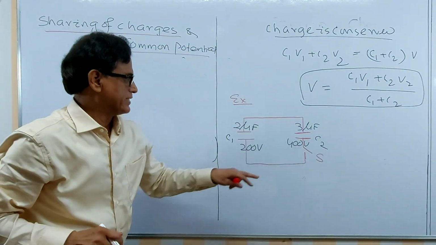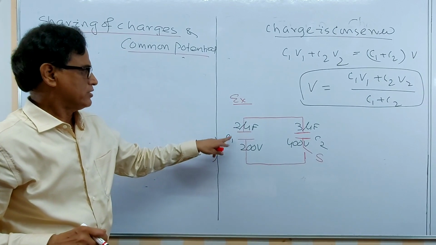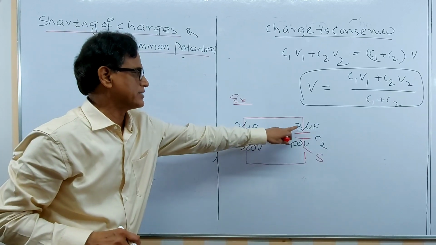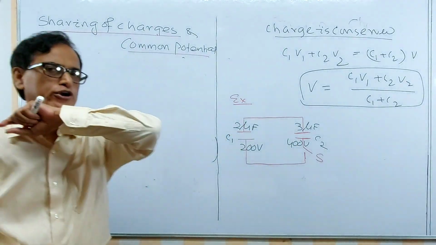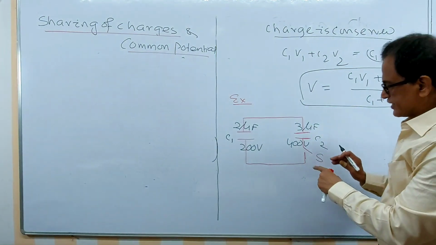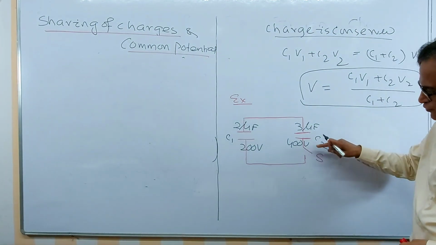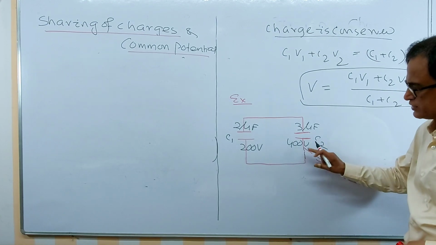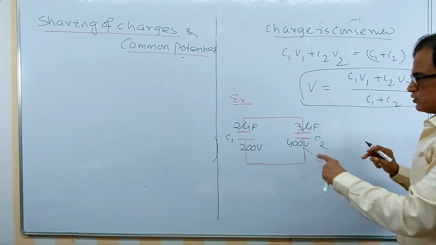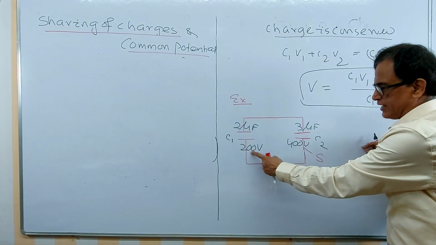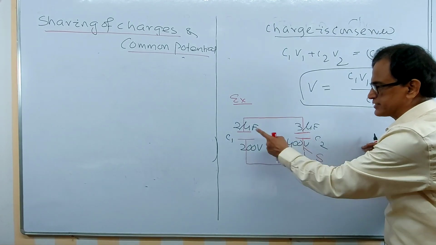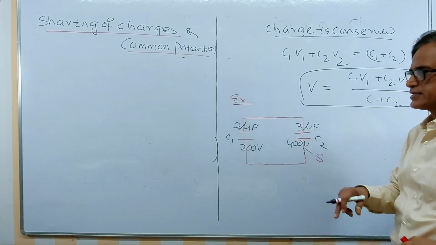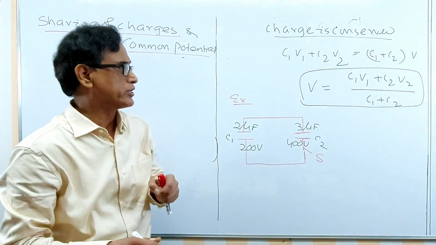Now there are two capacitors, C1 of 2 microfarad at a potential of 200 volt, another capacitor of 3 microfarad at a potential of 400 volt. Say they are not connected till now. Now if you press the switch, they are closed. What happens? Now this is at high potential, this is at low potential. Charges will flow from high potential to low potential till they attain the same potential.